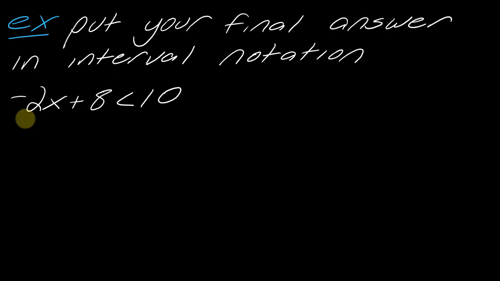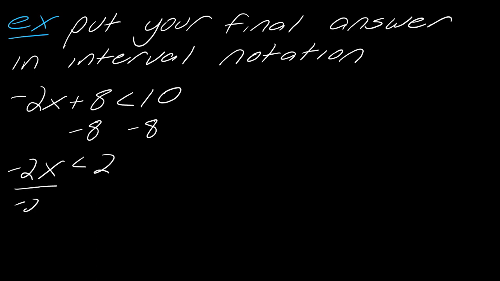Okay, so I've got negative 2x plus 8 is less than 10. I want to solve for x. I can think back to how I might work with an equation, using some of the same ideas. So I subtract the 8 and then I divide both sides by negative 2. However, we're dividing by a negative, so what happens to the inequality? It flips. So x is greater than negative 1 is the solution, but we have to represent it in interval notation.